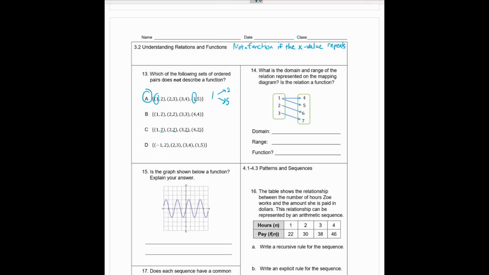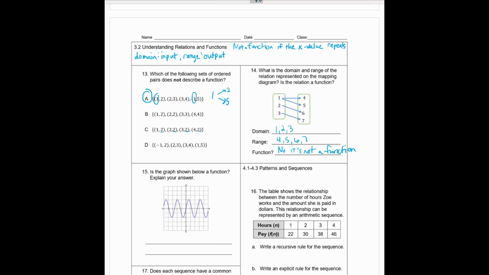If we're looking at a mapping, then hopefully it's easier. Do any of these values go to more than 1 point? Yes, 1 goes to 4 and 5. So no, it's not a function. The domain and the range, so if we remember what those words mean, domain is our input and range is our output. So our domain is 1, 2, and 3, and our range is 4, 5, 6, and 7.